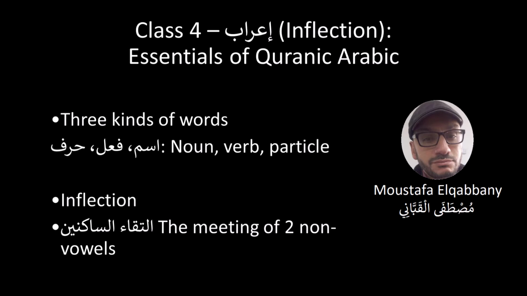So much of the time, whenever you look at a word and you want to know its meaning, you try to find its root word. For example, if we were to look at the word Muslim, what is the 3-letter root of the word Muslim? It is the sin, the lam, and the mim.